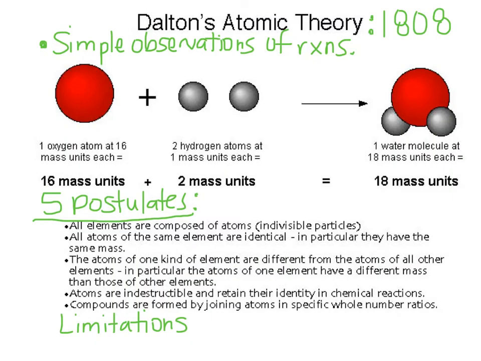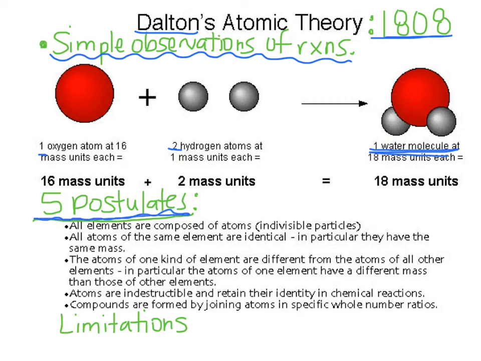Okay, so our first scientist is Dalton. This is an English teacher actually, and in 1808 he just made simple observations of chemical reactions. So for example, he noticed that if you combined one oxygen atom and 2 hydrogen atoms, you would get 1 water molecule that's composed of those individual atoms. So he had 5 what are called postulates, basically their ideas. Do not copy all of those down because you don't need them.